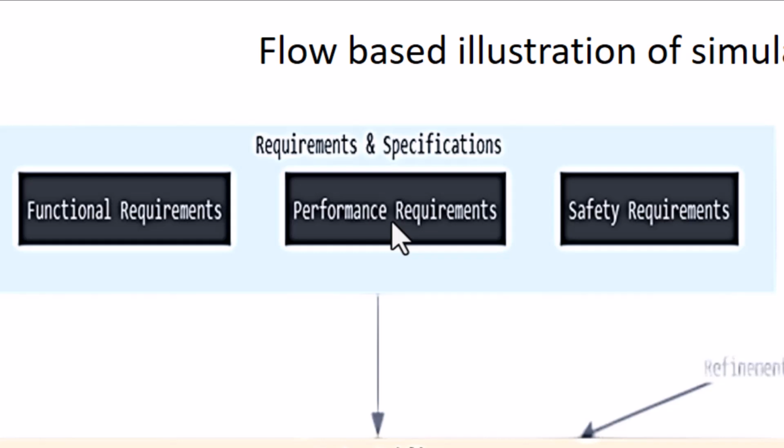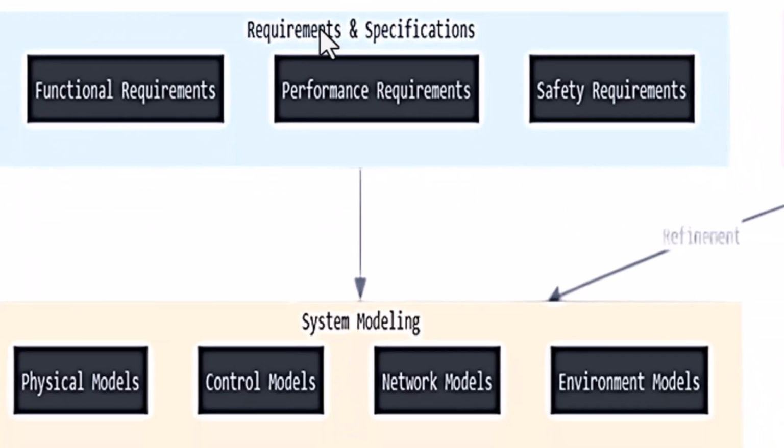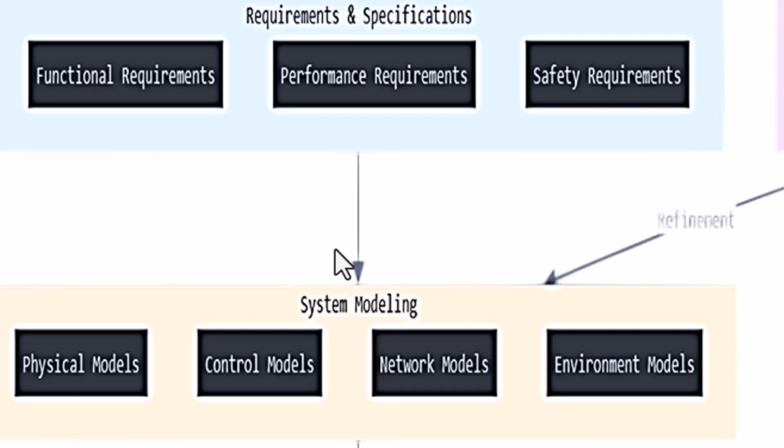So if this is the input, this is the kind of performance needed, or if this is the input, this is the kind of reaction or responsiveness needed from the system, and how quickly it should respond or react, and when it does so, what are the safety requirements. These are the requirements and specification step which needs to be developed first. Once this is defined, then we go for software-based system modeling. So we have physical models, control models, network models, and environment models. That is, every component in a CPS will always be a combination of physical, control, network, and environment.